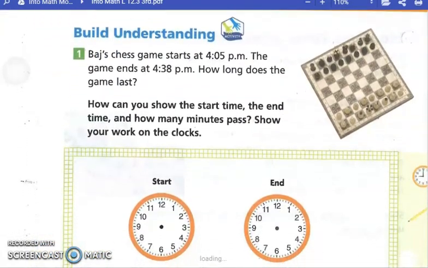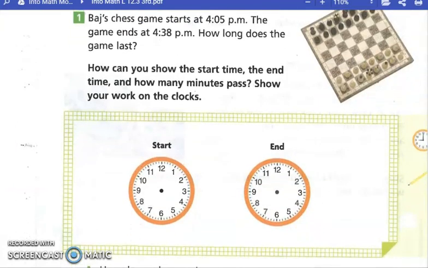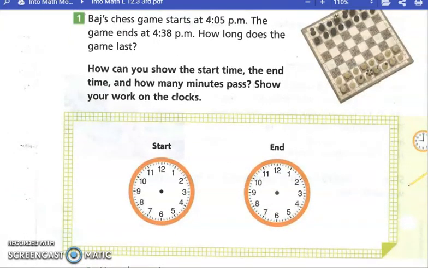Build your understanding. Bob's chess game starts at 4:05. The game ends at 4:38. How long does the game last? How can you show the start time and the end time and how many minutes pass? Show your work. So we're going to draw those times on the clock. Okay? And it starts at 4:05.